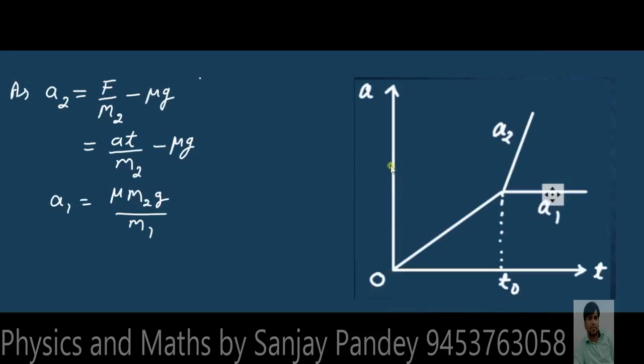The acceleration time graph of the plank and bar system is shown in this diagram. Up to time t0, the accelerations of both bar and plank remain the same, and after time t0, acceleration a1 is given here, is constant, and a2 is time dependent and it is increasing from this equation.